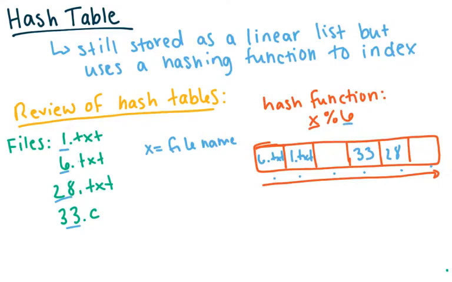And so this makes it super easy to index into. So if I come in and I say I want file 28.txt, great, I'm going to strip this off and use my hash function, and it's going to tell me exactly where to index into. So it makes it really straightforward.